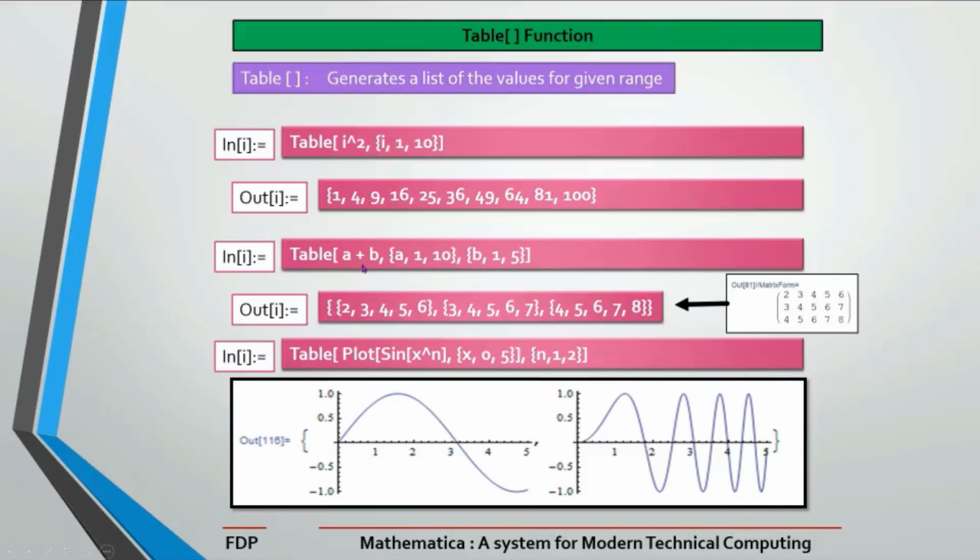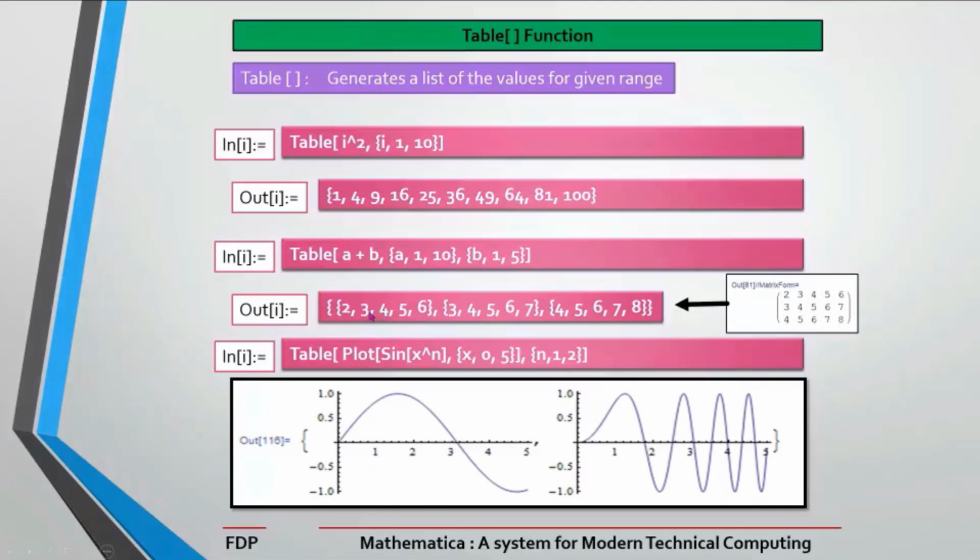Another one you can see here we have a plus b, and the range for a is 1 to 10, for b is 1 to 5. So what we can do, for a it will go from 1 to 10, for b it will go from 1 to 5. So now you can see that there will be how many elements, can you tell me?